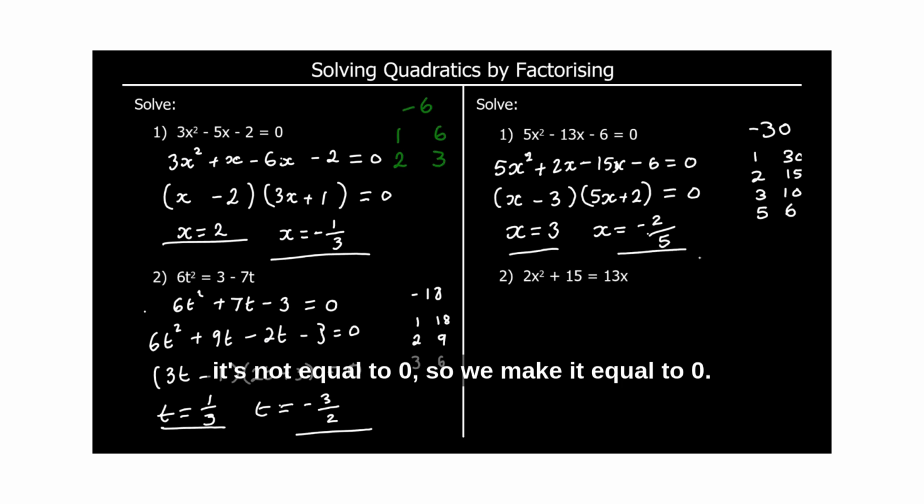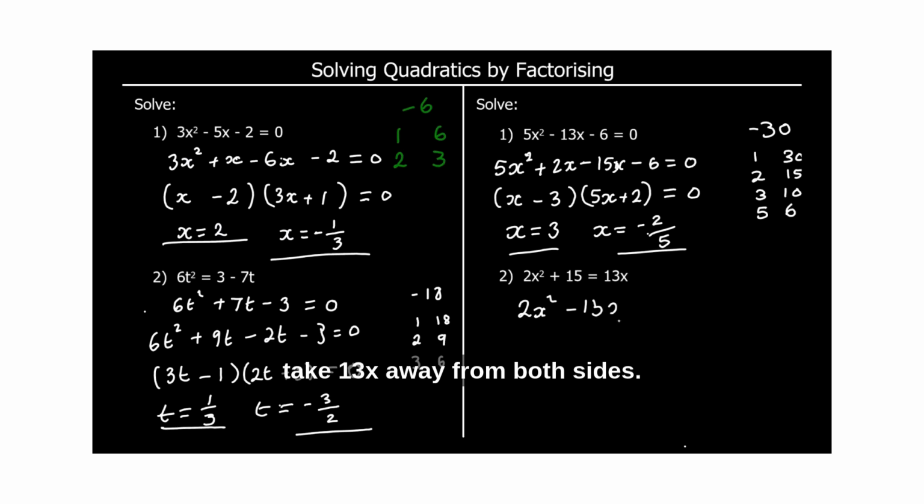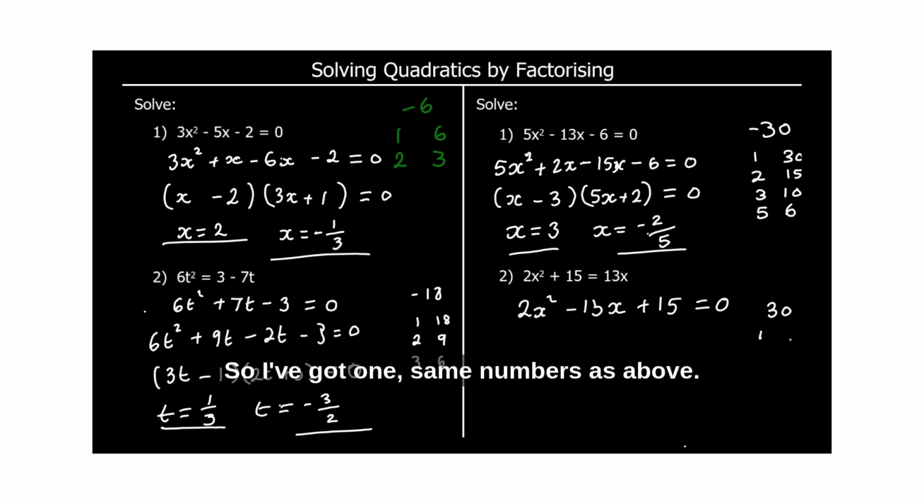Question 2, it's not equal to 0, so we make it equal to 0. So take 13x away from both sides. I'm writing the x squared term, then the x term, and then the number by itself. A times c, 30. So I've got same numbers as above. So I need a negative 13 this time.